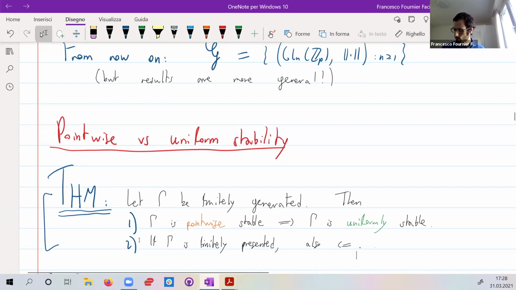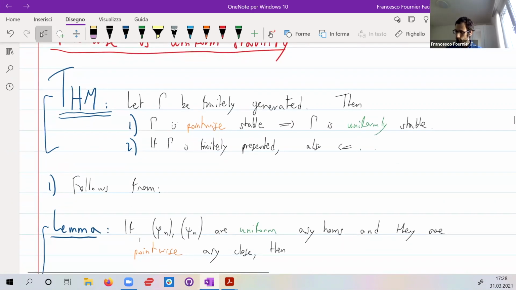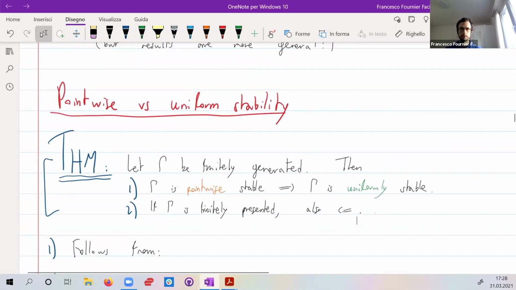Okay, so one follows from the following stronger lemma. Let's first suppose I have Gamma, which is a finitely generated group, which is pointwise stable, and I want to prove that it is uniformly stable. So what do I do? I take a uniform asymptotic homomorphism. I use pointwise stability to know that it is pointwise close to a sequence of homomorphisms, but this is not enough. Now I want it to be uniformly close, right?